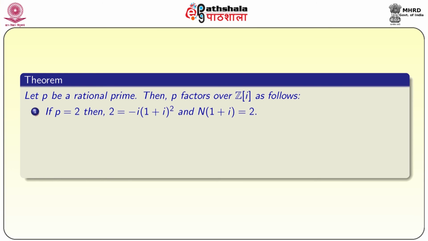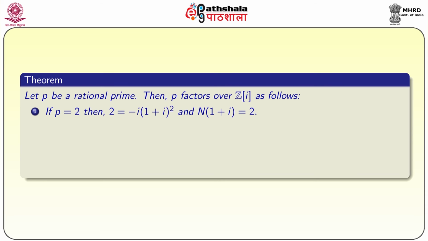So if p is equal to 2, it is a prime in Z, but 2 is equal to minus i times (1 plus i) whole square, and the norm of 1 plus i is equal to 2 as well. So here 2 is a square, it is not square free in Gaussian integers.